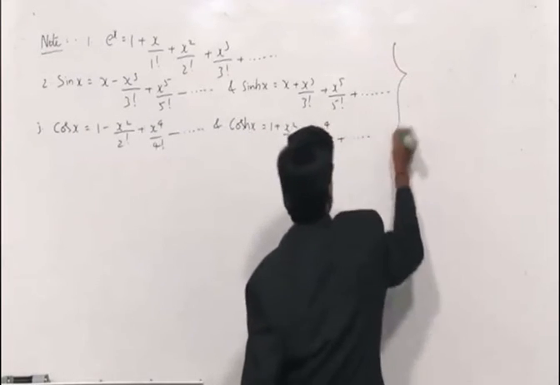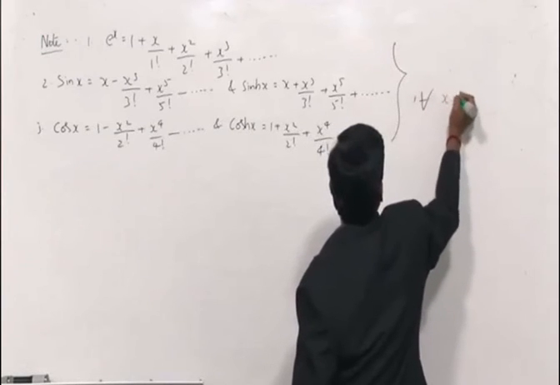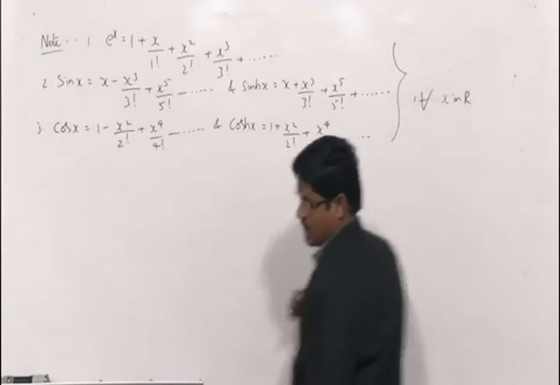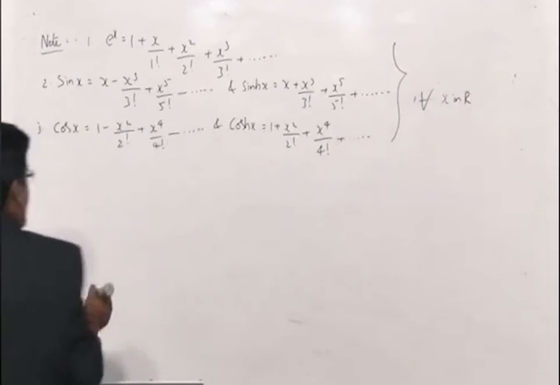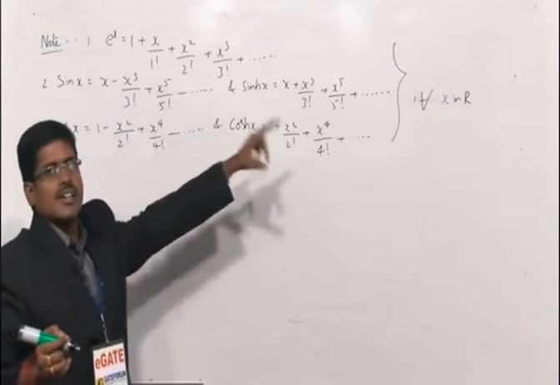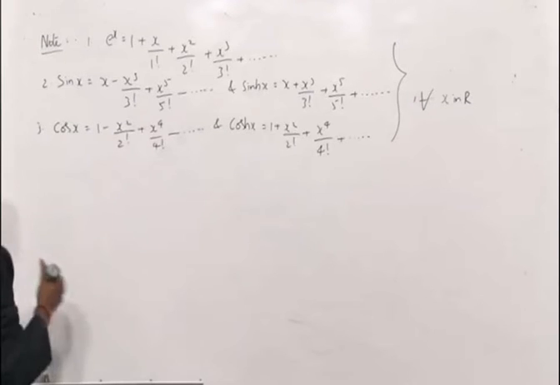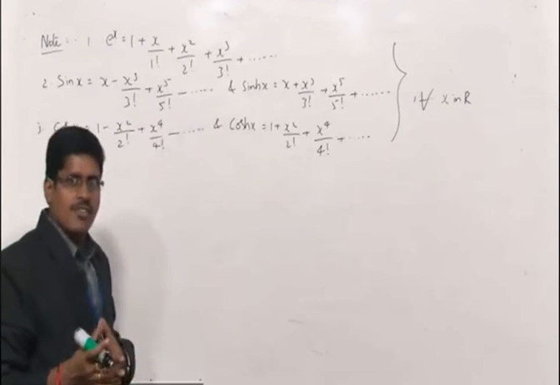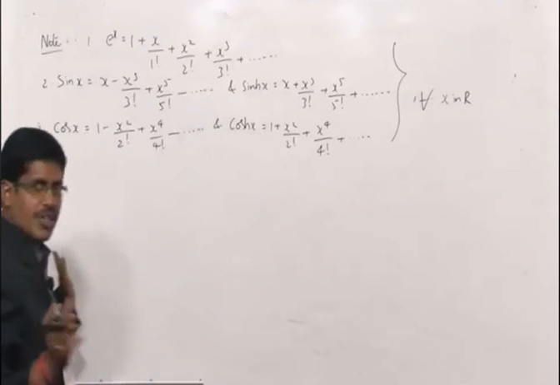All these are valid for all x in R. R means real numbers. For every real number these are valid. That means the right side of these expansions is convergent for every real number x. Convergent means going to some finite quantity. Divergent means going to infinity or minus infinity.